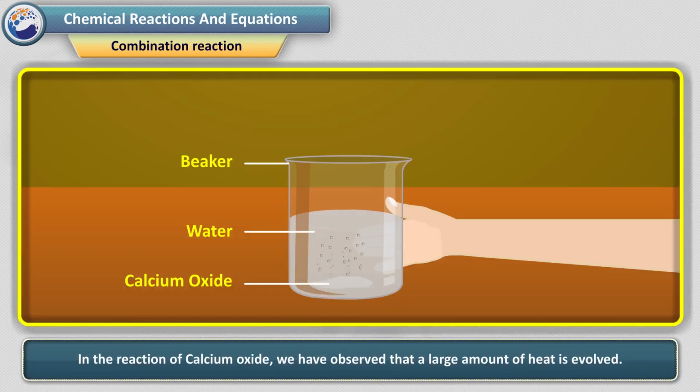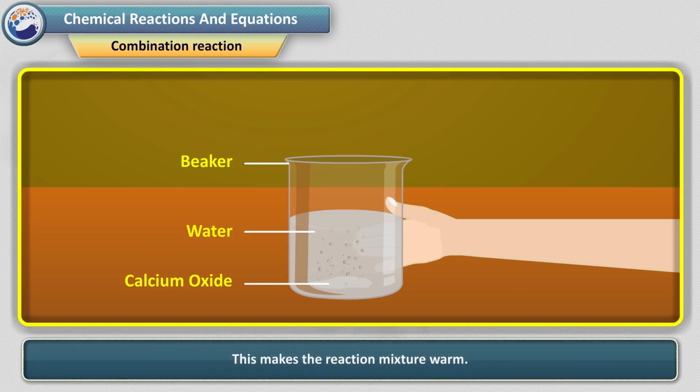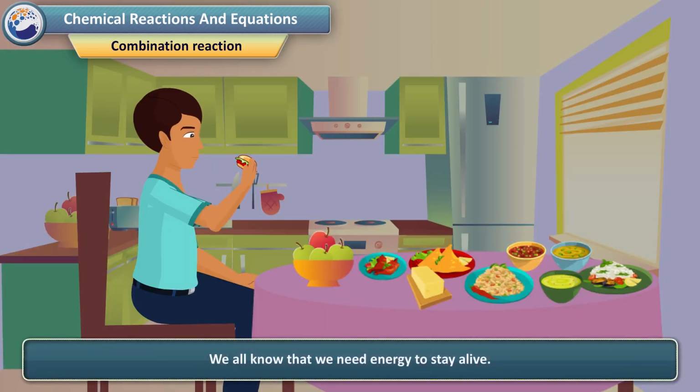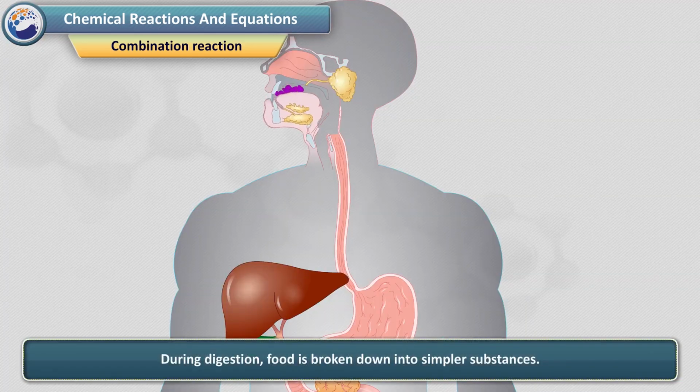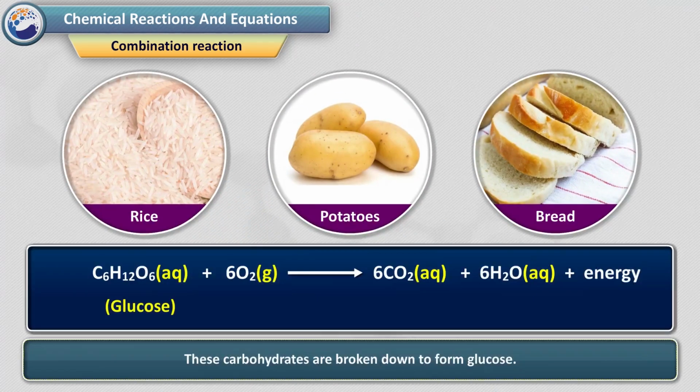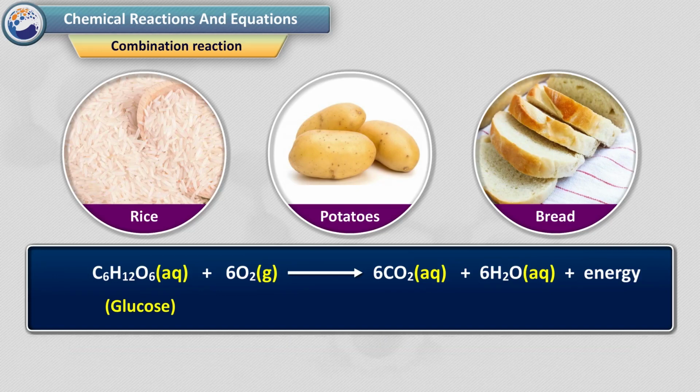In the reaction of calcium oxide, we have observed that a large amount of heat is evolved. This makes the reaction mixture warm. Reactions in which heat is released along with the formation of products are called exothermic chemical reactions. We all know that we need energy to stay alive. We get this energy from the food we eat. During digestion, food is broken down into simpler substances. For example, rice, potatoes and bread contain carbohydrates. These carbohydrates are broken down to form glucose. This glucose combines with oxygen in the cells of our body and provides energy.